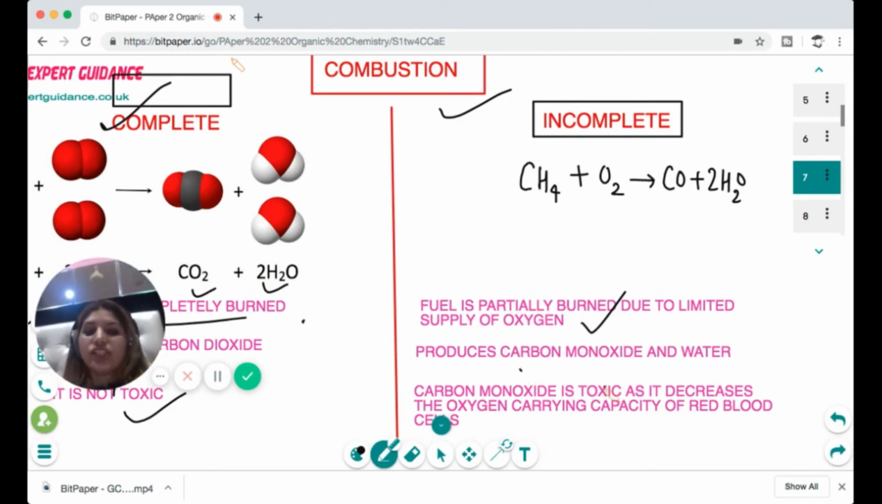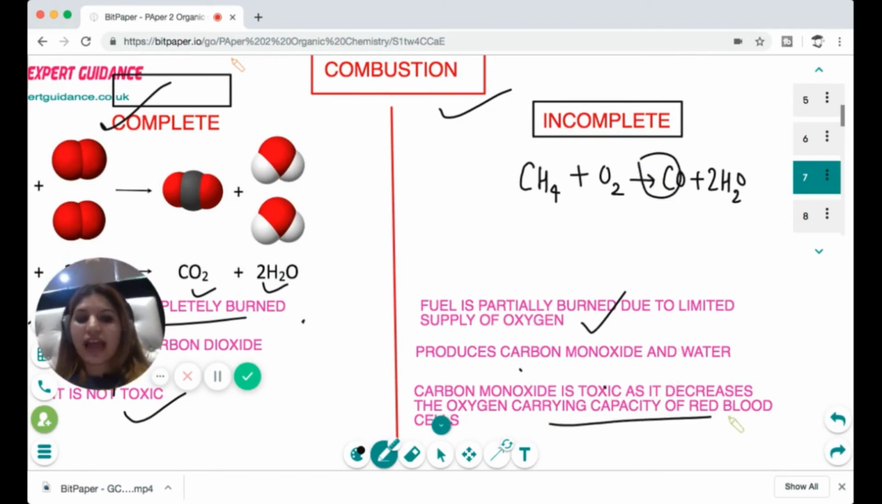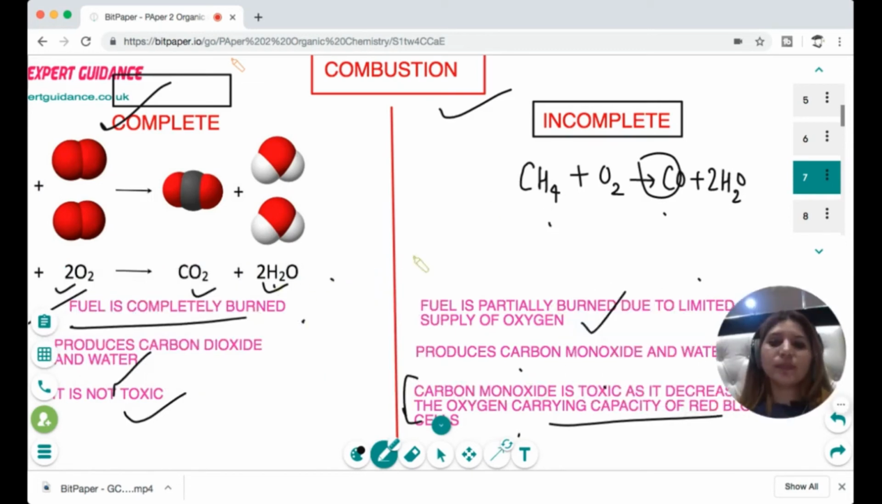Now, it is toxic as carbon monoxide is a toxic gas. It decreases the oxygen carrying capacity of the red blood cells. Therefore, it is very harmful. So incomplete combustion is harmful. In the exam, you should be able to write the equations of complete and incomplete combustion. Remember, in complete, write carbon dioxide and water, and in incomplete, write carbon monoxide and water and balance the equation.